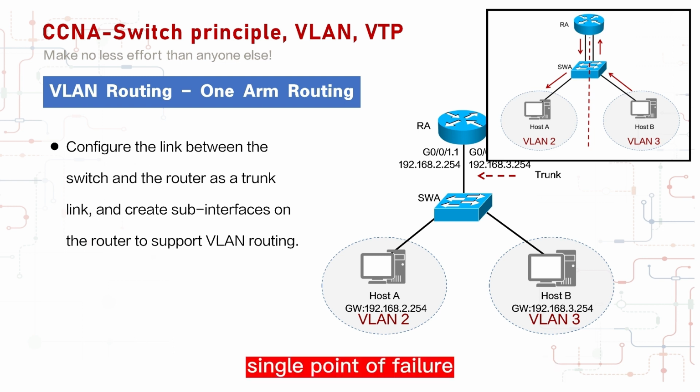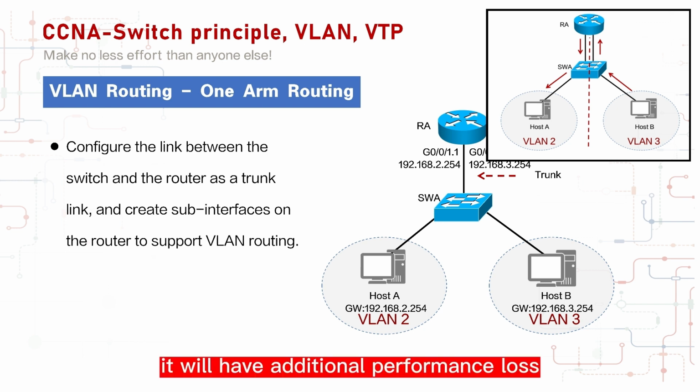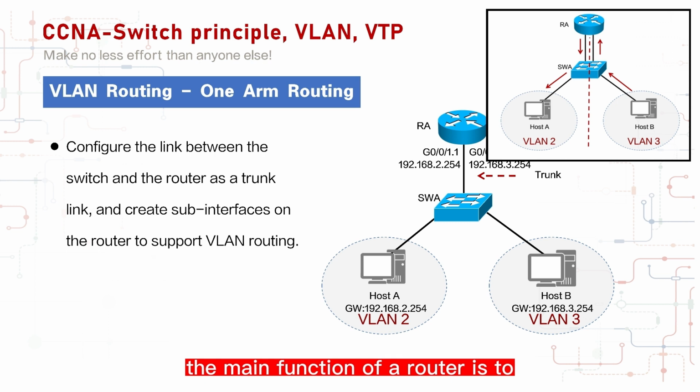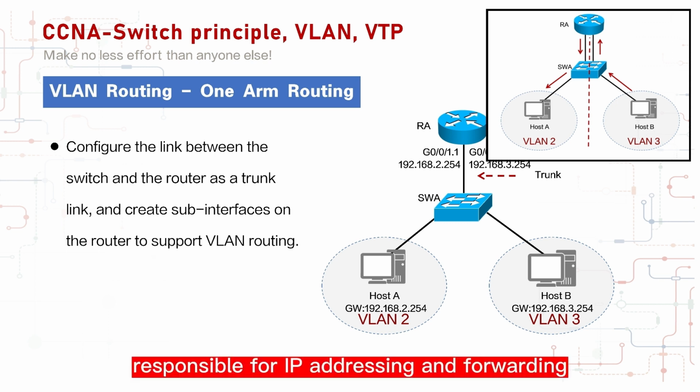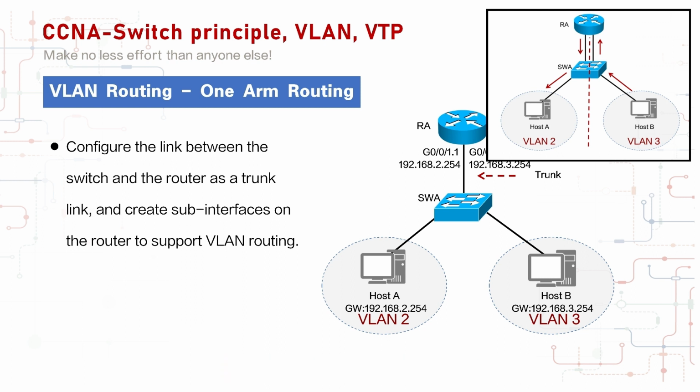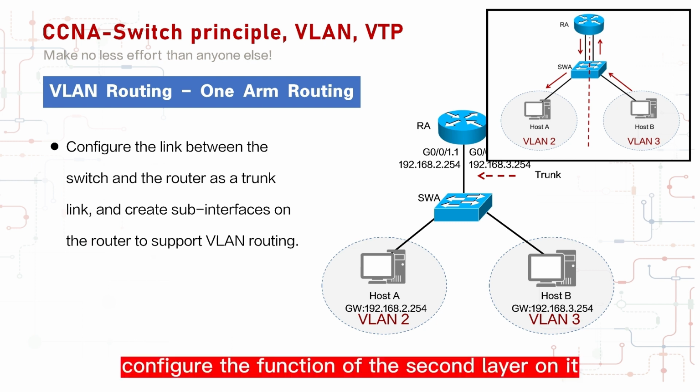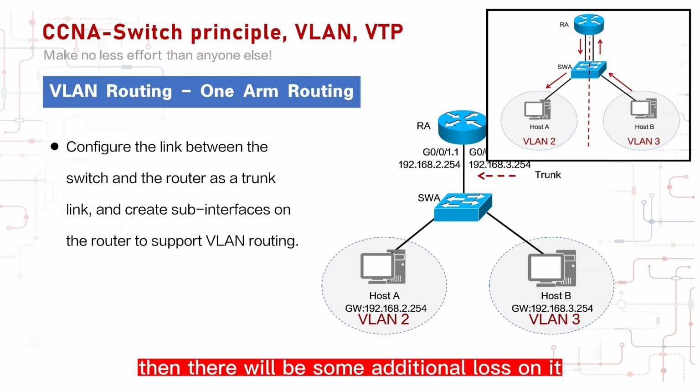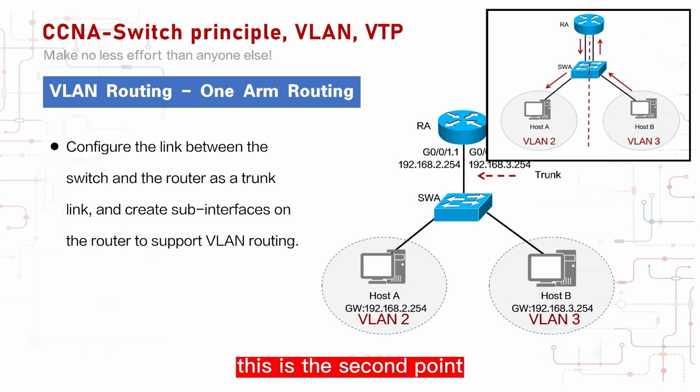Single point of failure. Second, for the router, it will have additional performance loss. The main function of a router is to be responsible for IP addressing and forwarding. This is in terms of layer 3. Address forwarding is the router's own job. Processing tags is not its job. So now, for our router, we configure layer 2 functions on it. Then there will be some additional loss on it. This is the second point.